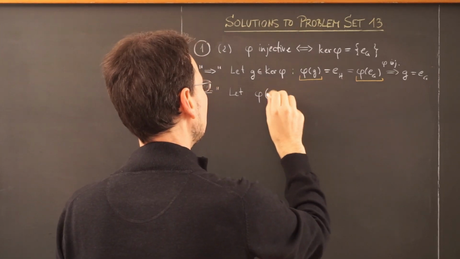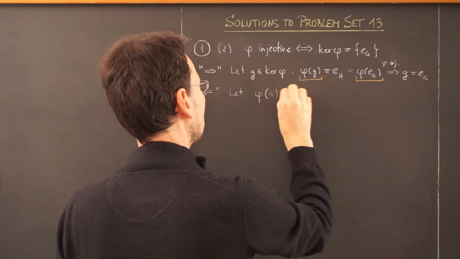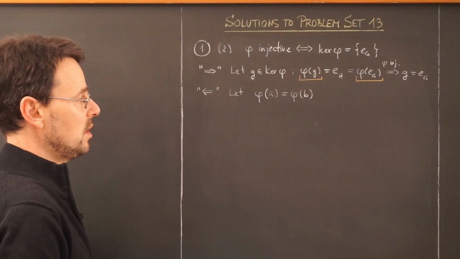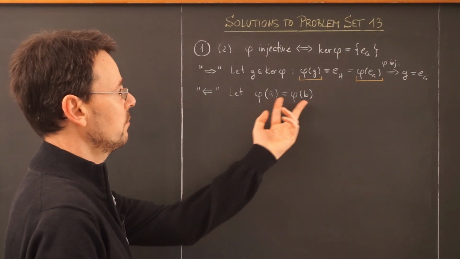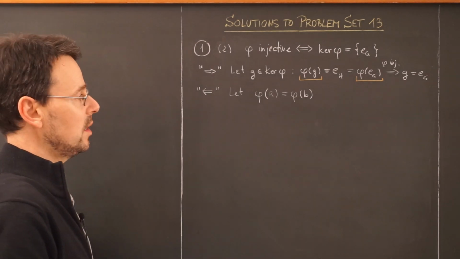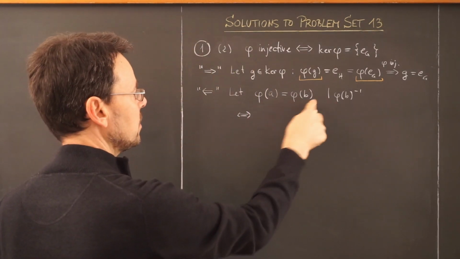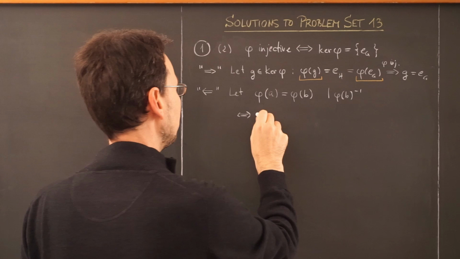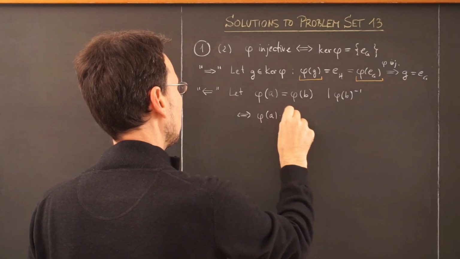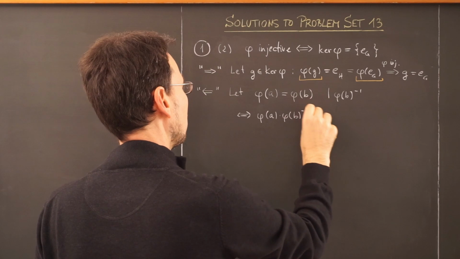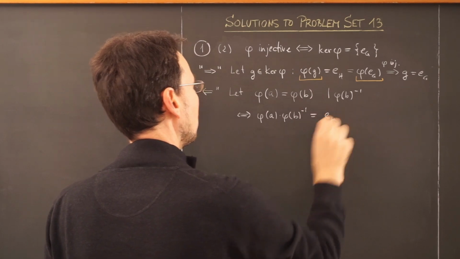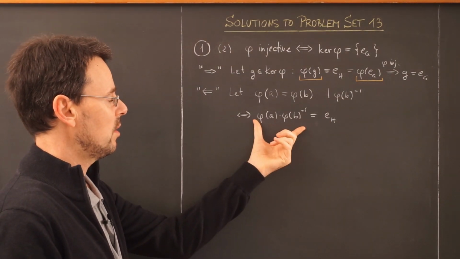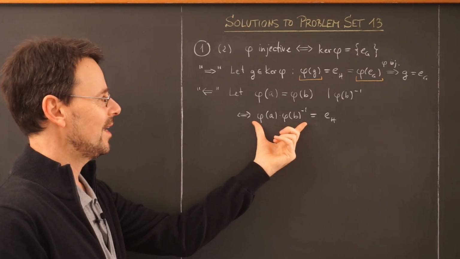So we assume that phi of A is phi of B. And we need to show that from this it follows that A is equal to B. Now I can multiply this equation from the right with the inverse of this element in H. This is always possible. I'm in a group. So on this side I end up with the neutral element of H, and on that side I end up with this.